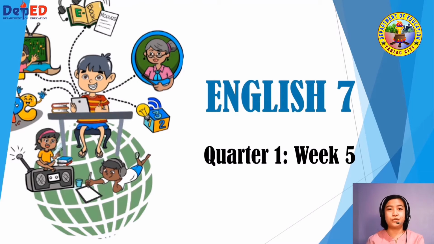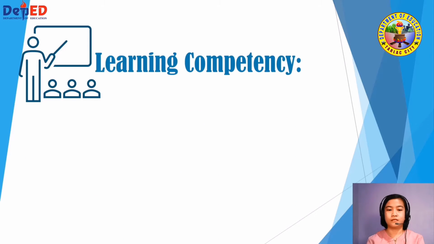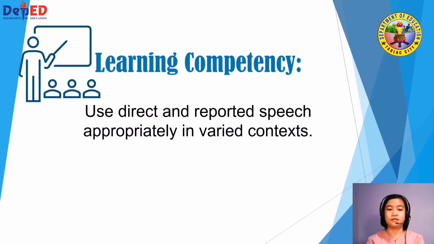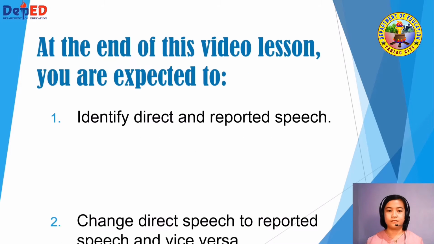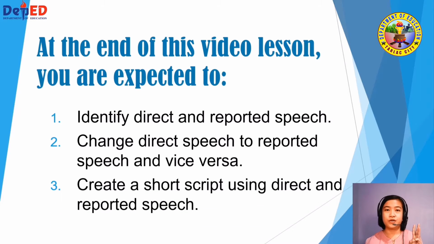For today, we will be discussing English 7, Quarter 1, Week 5. The learning competency is use direct and reported speech appropriately in varied contexts. At the end of this video lesson, you are expected to first, identify direct and reported speech. Second, change direct speech to reported speech and vice versa. And the third one, create a short script using direct and reported speech.